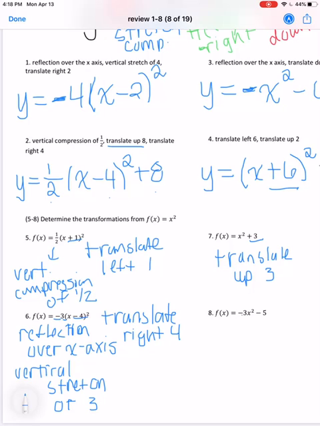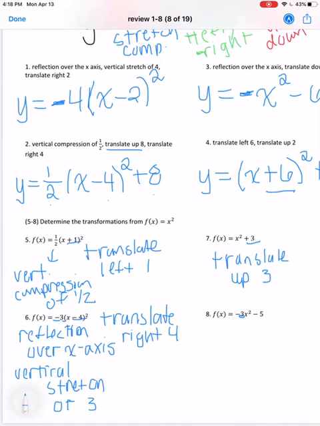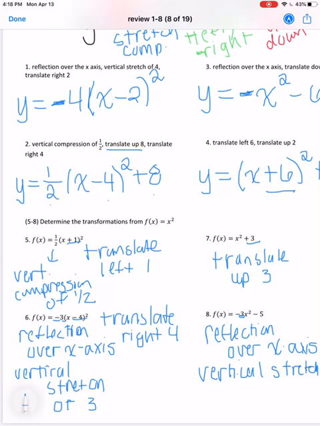All right, number 8, again, we have a negative out front. So that is a reflection over the x-axis. And then that 3, so 3 is bigger than 1. That is a vertical stretch of 3. So negative and 3 are 2 different transformations. Don't say it's a vertical compression because negative 3 is less than 1. The negative reflects it, and then the 3 is a stretch. And then last, we have negative 5 at the end. So since that's not in parentheses, that's a translation down since it's negative 5.